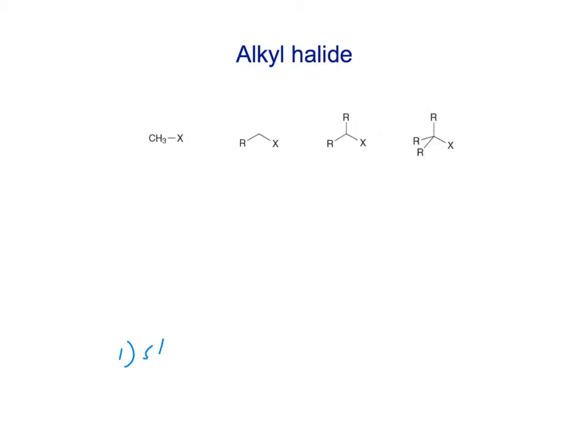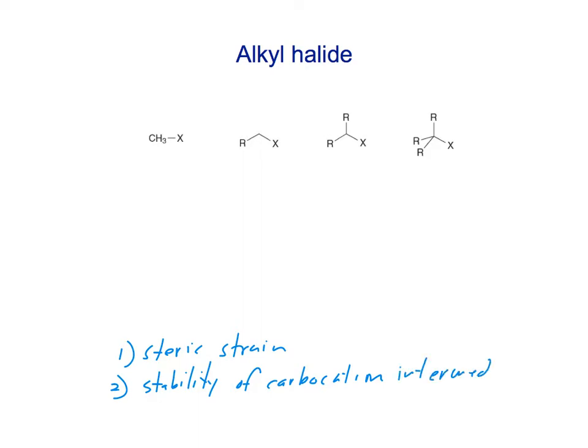One is the steric strain, and the second one is the stability of the carbocation intermediate. Okay, steric strain plays a role predominantly in SN2, and of course the carbocation only plays a role in SN1.